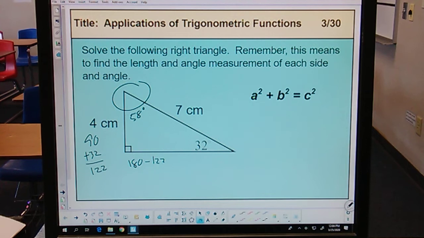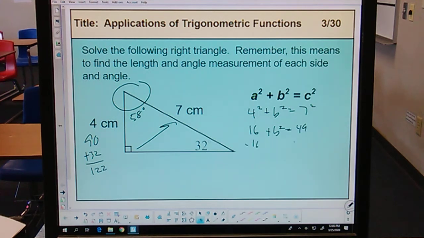When you want to find the sides you don't know, use the Pythagorean theorem. That would be 4 squared in this case, plus b squared equals 7 squared, because your hypotenuse is always the c side. So that's going to be 16 plus b squared equals 49. Take away 16 from both sides, and b squared equals 33. So b is equal to the square root of 33.